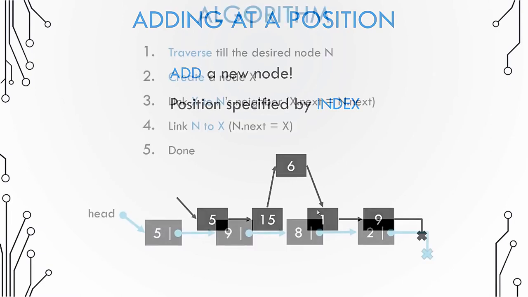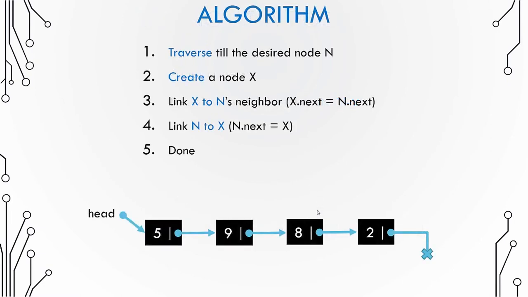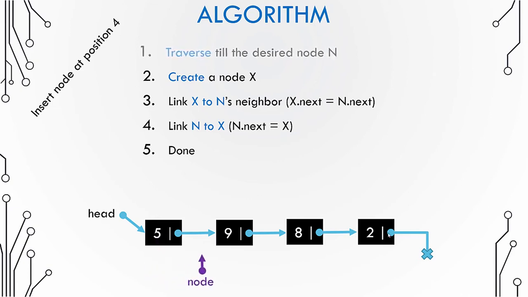So let us try to visualize how this process can happen. We want to insert a node at position number 4. The position number 4 would be 1, 2, 3 and 4. So in place of 2, we need to have a new node, and 2 should be shifted to the right-hand side. So the first step is to traverse to the desired node.